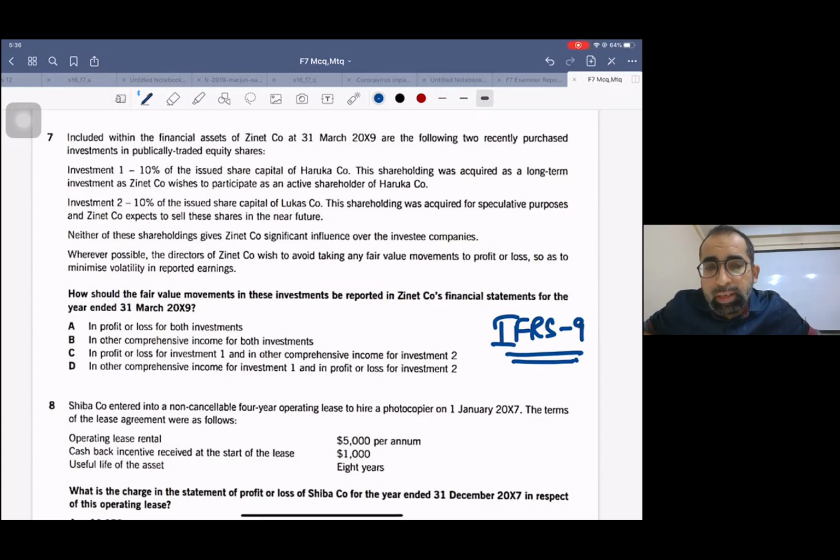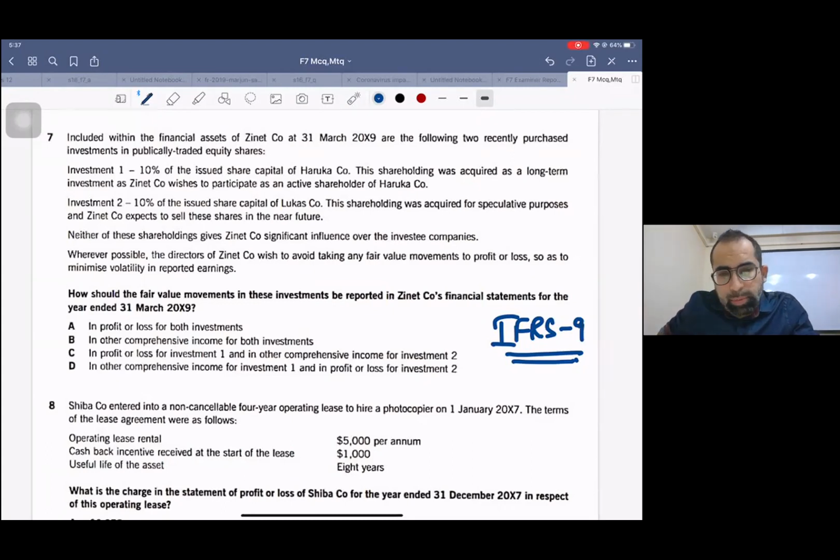Normally fair value through PNL is a short-term category. When you buy it for speculation, for short-term trading, you use fair value through PNL. But when you have intentions for the long term, then you do an election. You remember the word election, and you record it in fair value through other comprehensive income. Once you have chosen fair value through OCI, all fair value changes will be reported in OCI.